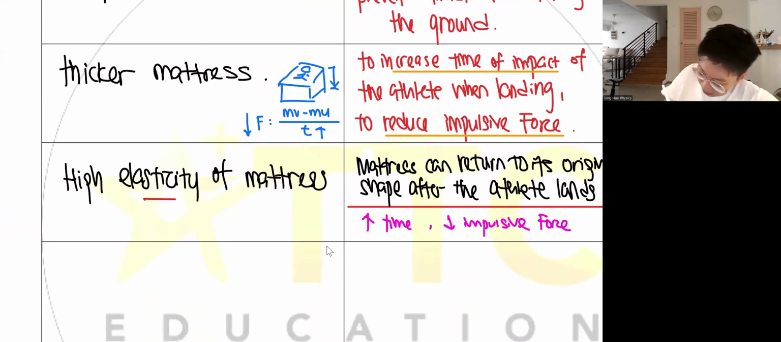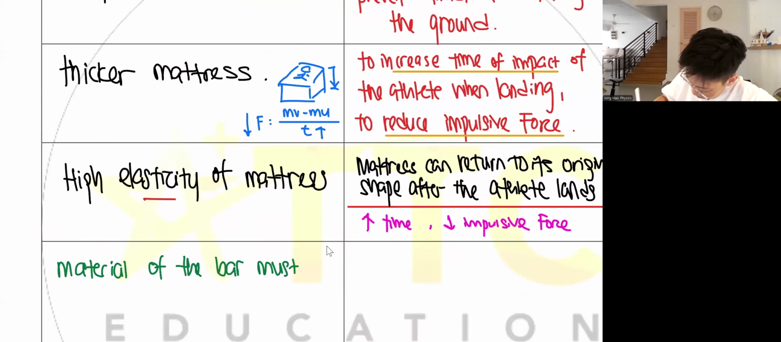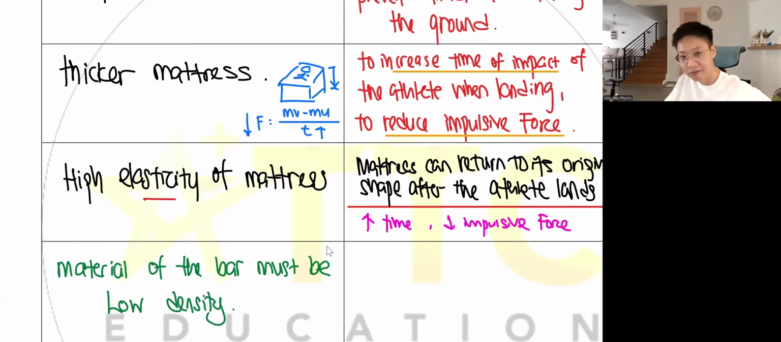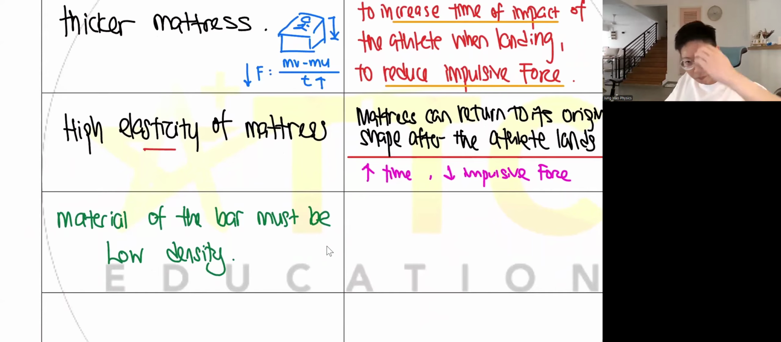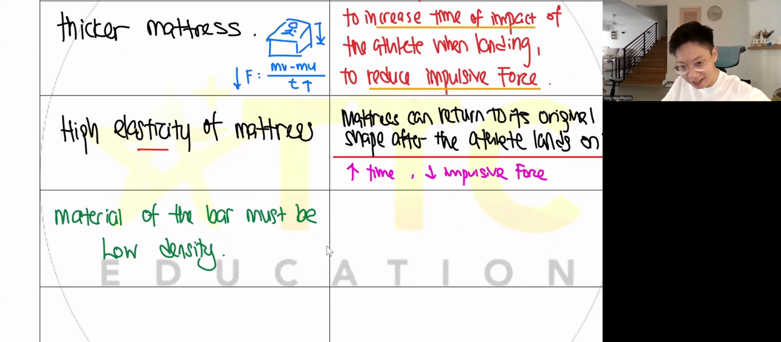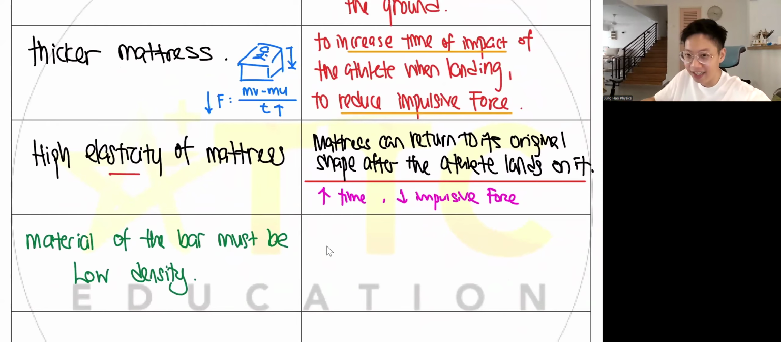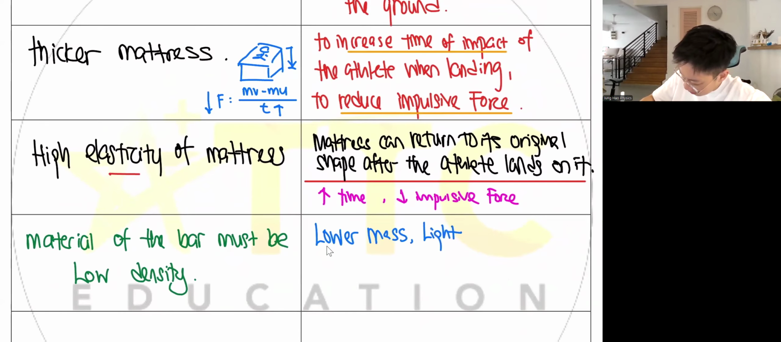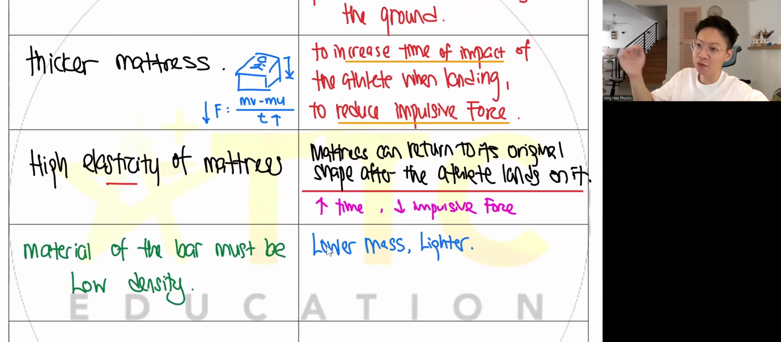Now, so we will say that the material of the bar must be low density. If it is low density, it will have lower mass, so therefore it is lighter. I'm afraid that it will come crashing down and break my bones.